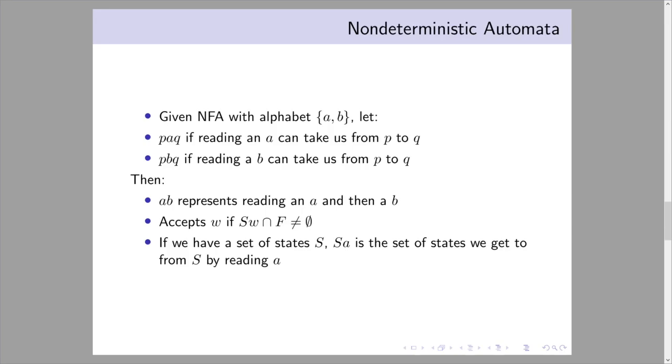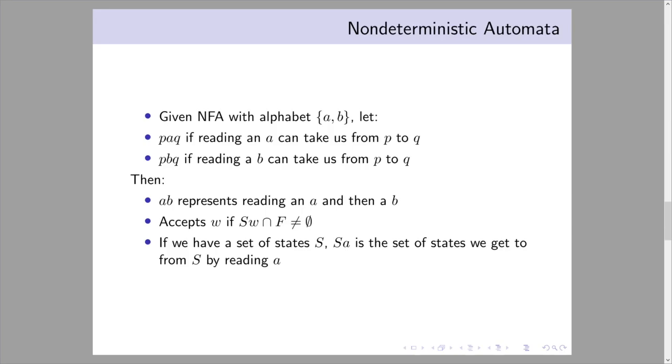Or equivalently, as relations, where, for instance, A relates P and Q if reading an A can take us from state P to state Q. In this case, relation composition works exactly the way that you would hope it would. The composition AB represents the relation, the generalized function, of first reading an A and then reading a B. It relates two states if we can get from one to the other by first reading an A and then reading a B.